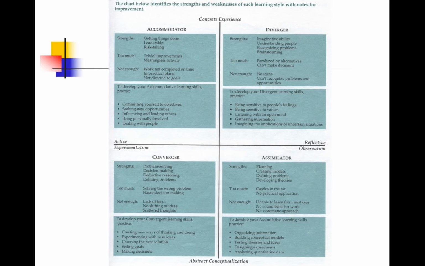There are also recommendations here to develop your skills if this is not your strength, right? So if your strength is an accommodator, you're probably weaker and going to be opposite of an assimilator. So if you need to develop your assimilative learning skills, you can practice organizing information, building conceptual models, testing theories. So I want you to look through this chart to identify the strengths and weaknesses, and that can help you with improving some of the areas in the learning styles that you may not be as comfortable with.